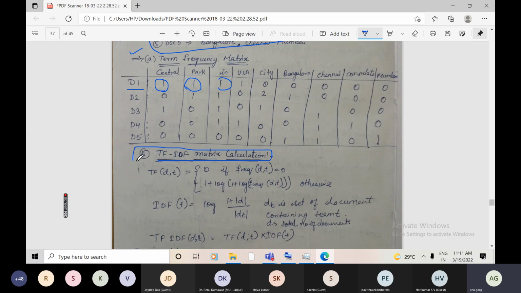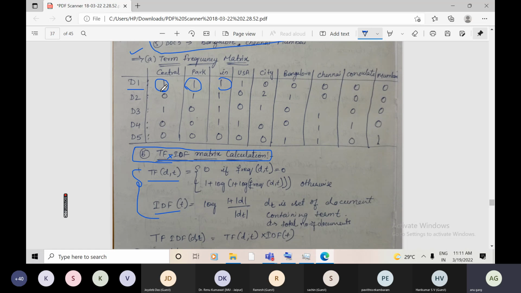So you need to form a TF-IDF matrix. TF-IDF means term frequency inverse document frequency matrix. Okay, the formula for doing this is TF into IDF. So first you find TF and then IDF. First understand what this TF is. How do you find TF of d comma t?